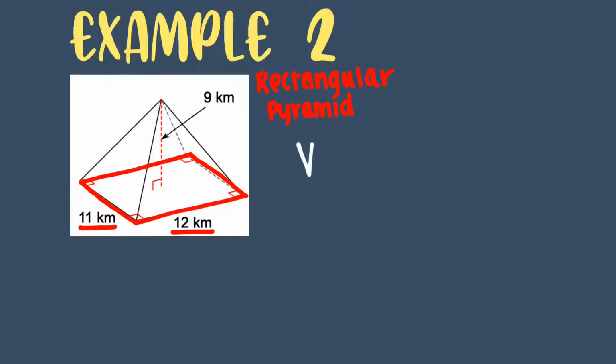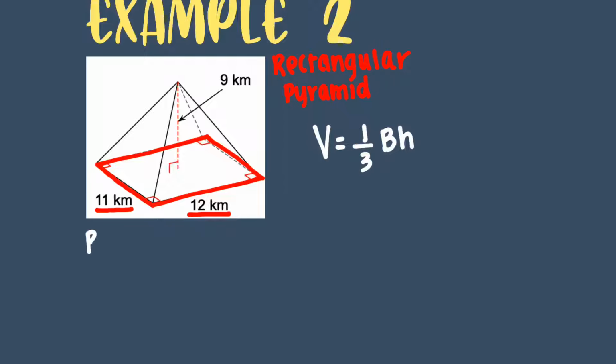So for our formula, volume equals 1/3 the area of the base times the height. I need to find my area of the base, and this is a rectangle, so I know it's length times width.